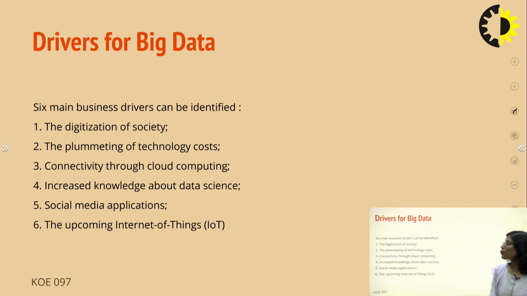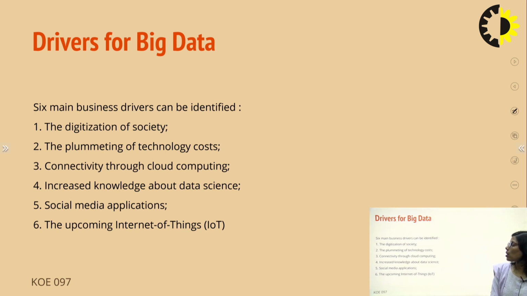What are the drivers for big data? There are mainly 6 main drivers that can be identified. First is the digitalization of society. So all of us are digital. We are using mobile phones, laptops, iPads. So our whole society has been digitized. We are using internet and all those appliances which have IoT inbuilt. So when we are digitized, we are generating a large amount of data, right?